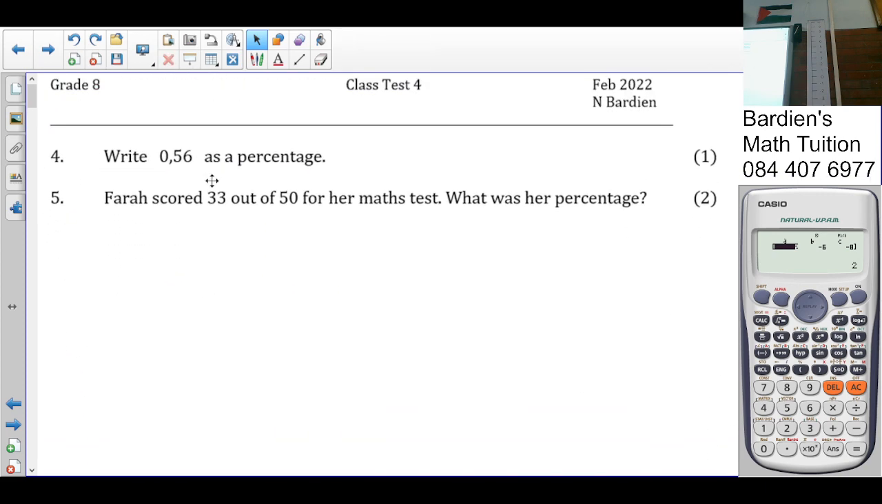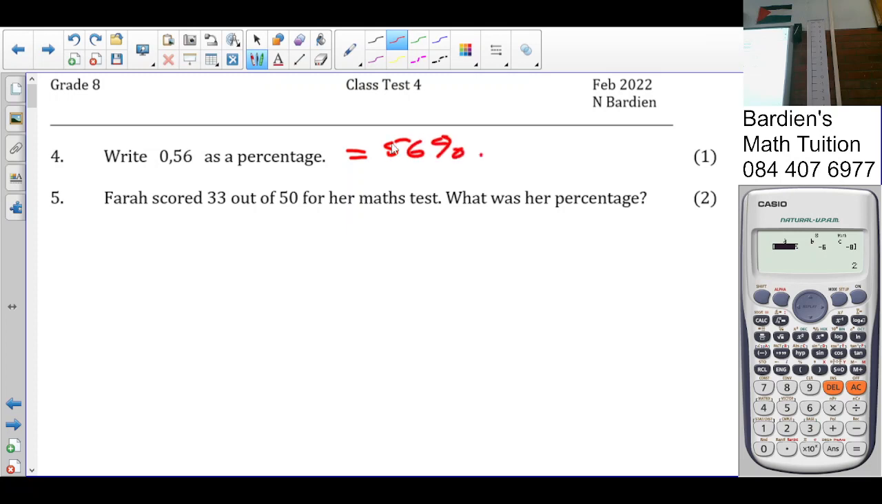The next one, number 4. They ask you to write 0.56 as a percentage. So you multiply that by 100, so it's going to be 56%.